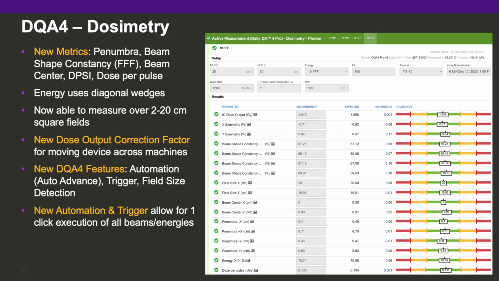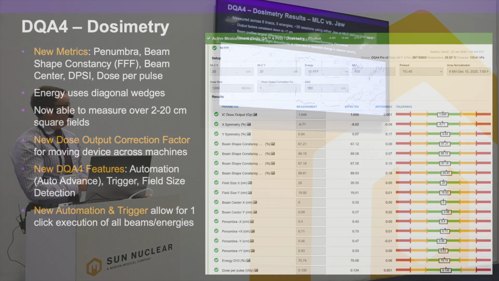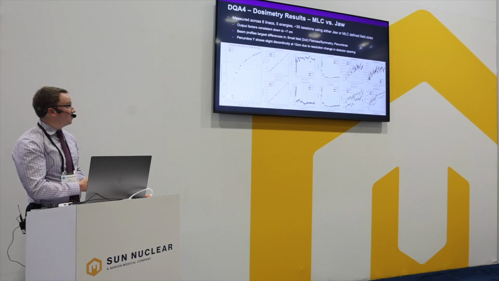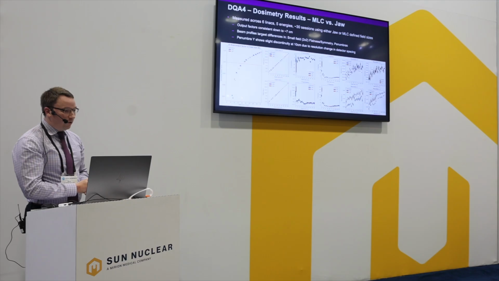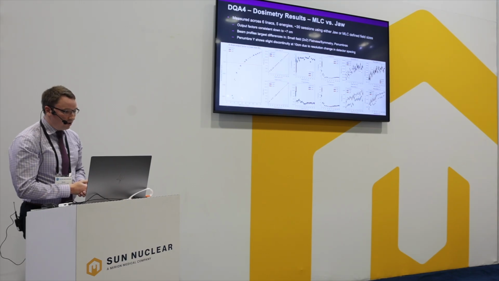One thing that you might not notice is for the setup here, they've now indicated the field size using the MLC because it's a little bit more robust and accurate, but I've always done JAWS, so the first thing I wanted to do is test out whether you had to use MLC or JAWS and what those differences were. So I tested out all of the parameters across 6 machines and all 5 of our photon energies in 30 sessions using both the JAW and the MLC.